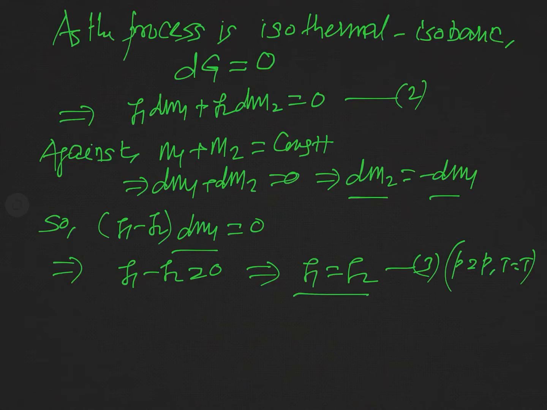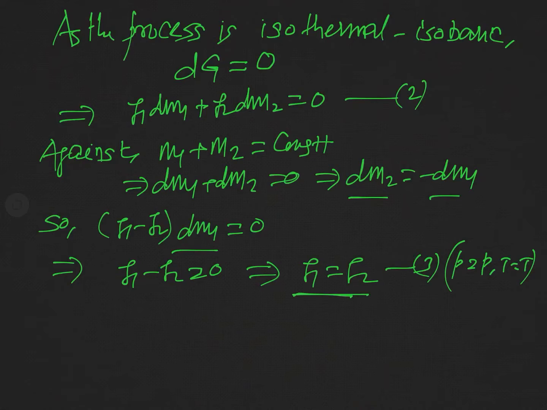So if we consider that temperature is slightly increased, say temperature becomes T plus dt from T, then for equilibrium we will again have the similar condition as defined in 3 for G.